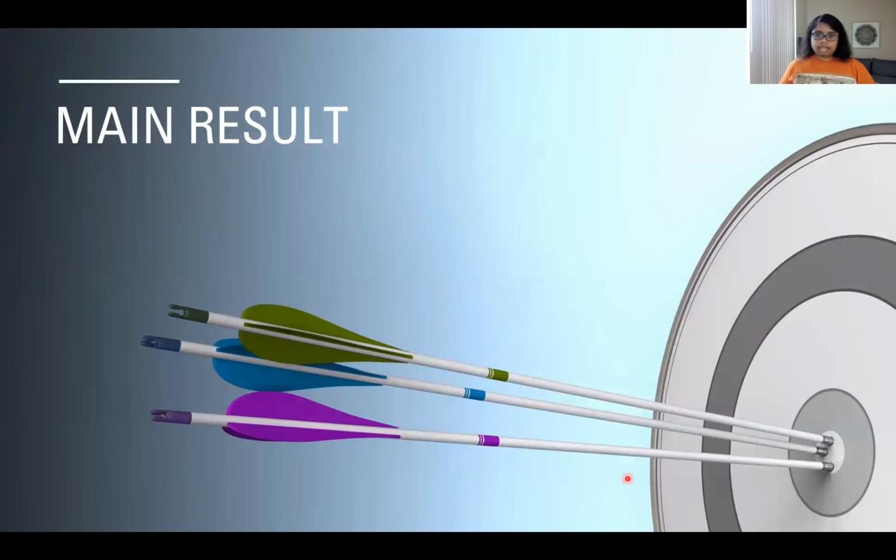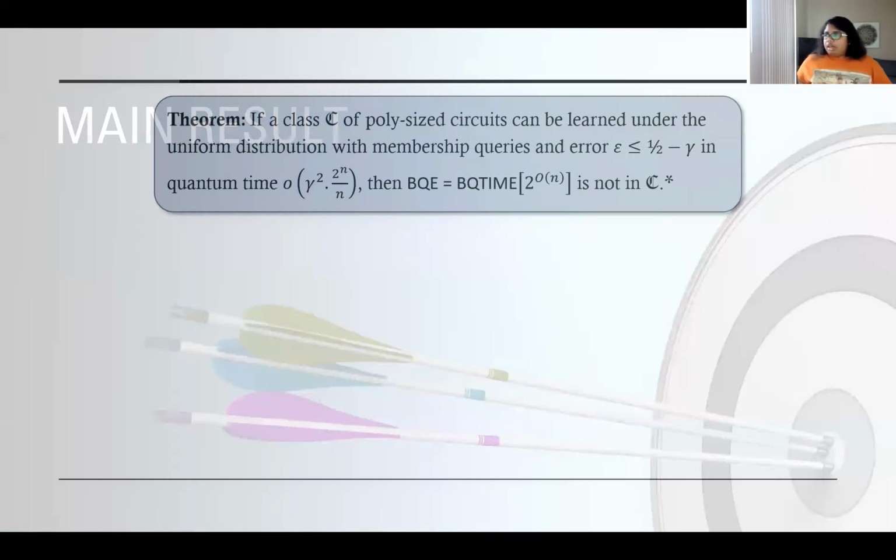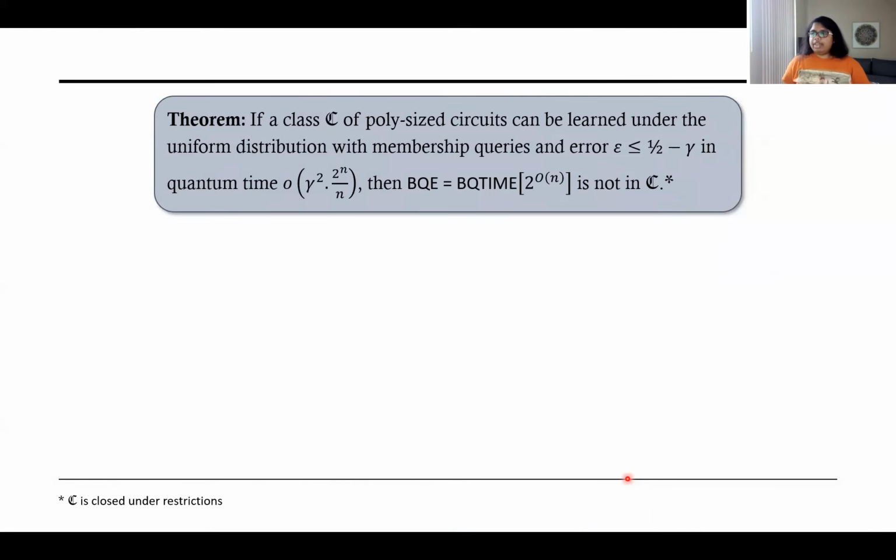Okay, let's maybe state the main result. So the theorem here states that if there is a class C of polynomial size circuits, and they can be learned under the uniform distribution with membership queries, and the error that they make is at most half minus gamma, then in quantum time O of gamma squared times 2 to the n over n, I can show that BQE, the exponential quantum time class, is basically separated from this circuit class C.